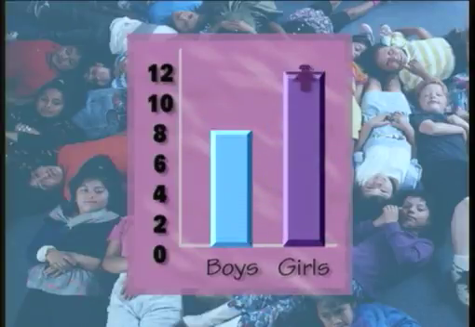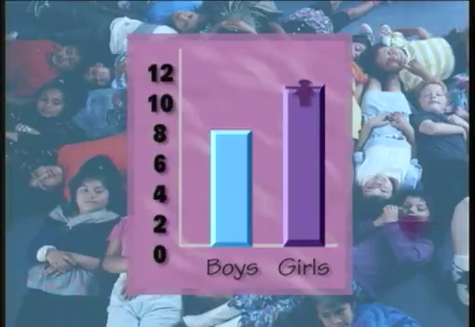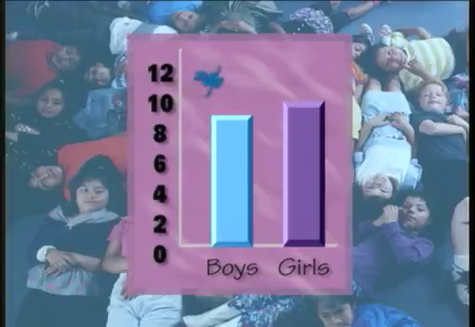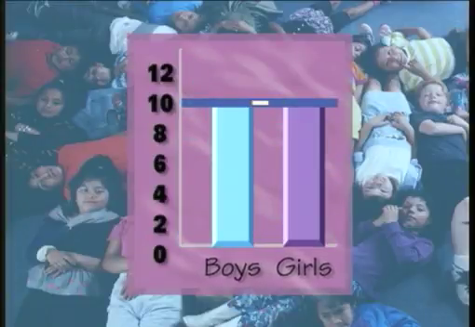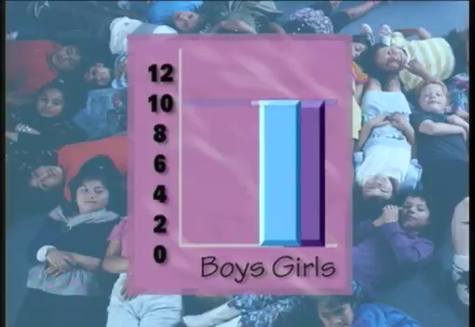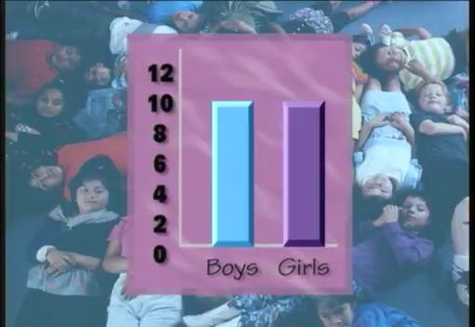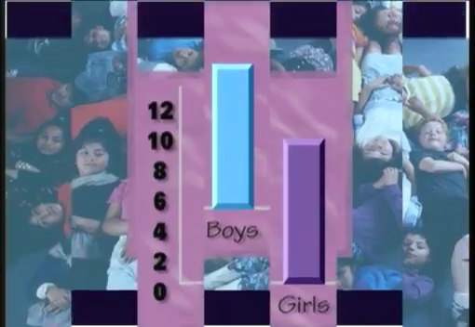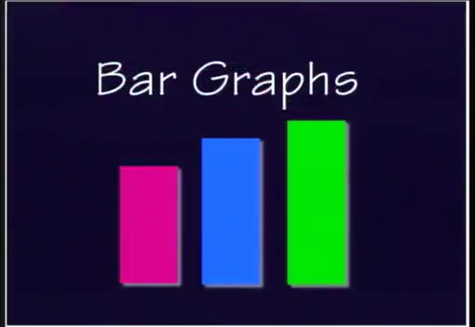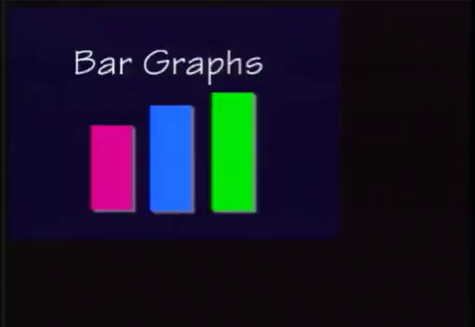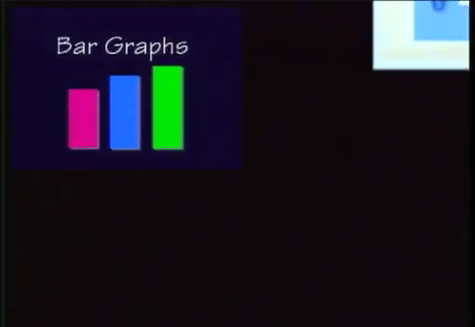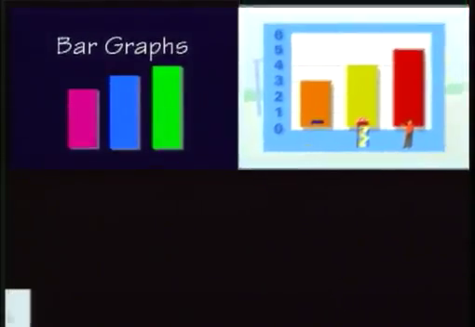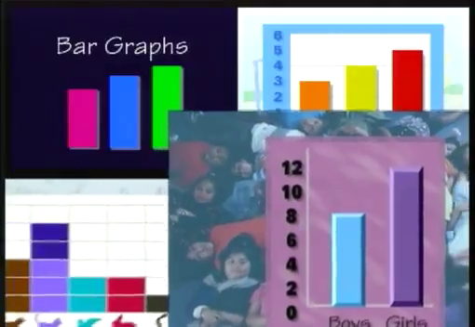If 2 girls moved away and 2 boys moved into Elizabeth's class, what would happen to our bar graph? Both bars are the same height. Now we can see there are the same amount of boys and girls. So bar graphs are easy to read pictures that show us how many. They help us count and compare.